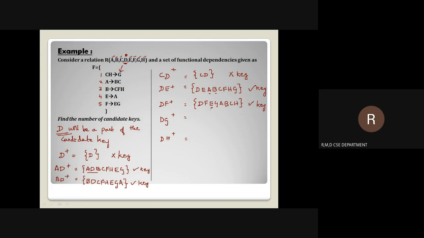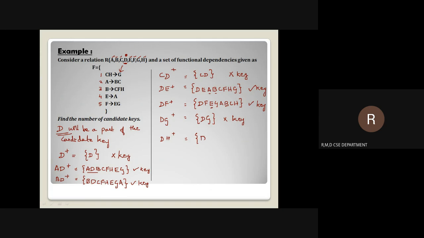Go for the next. DG determines DG. D alone doesn't determine any other attribute. G alone doesn't determine any other attribute. So DG determines DG alone. Since it is not determining all the attributes of the relation, it is not a key.